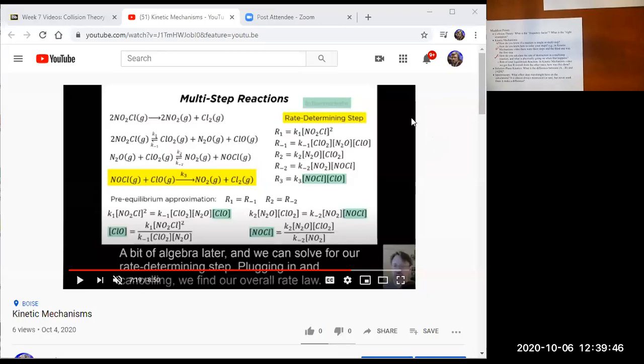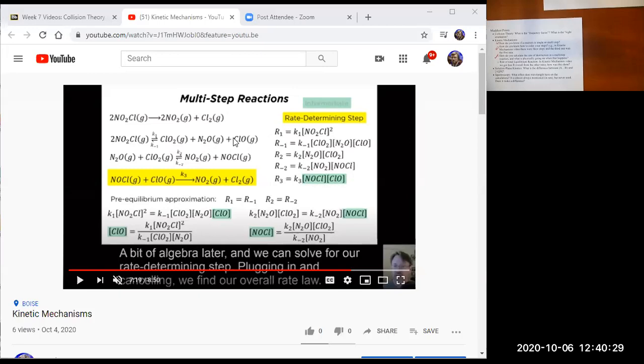All right. So in this particular example, in the content video, we had this overall reaction, and we proposed this 5-step mechanism. It's 5 steps because each of the first 2 steps are reversible. We have a forward reaction and a backwards reaction, forwards reaction, backwards reaction, and then a final reaction that happens. And we are told that this is the rate determining step. So our overall reaction rate is going to be this, but unfortunately both of these are intermediates, so we need to get rid of both of them.